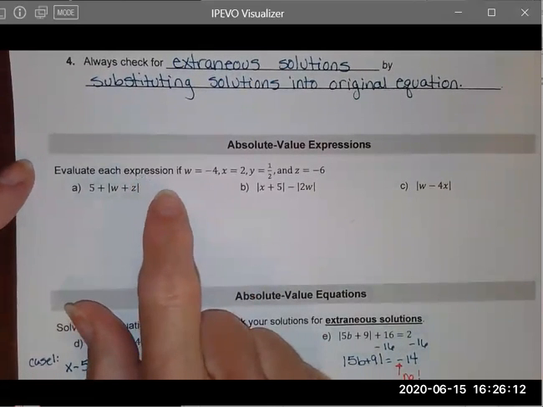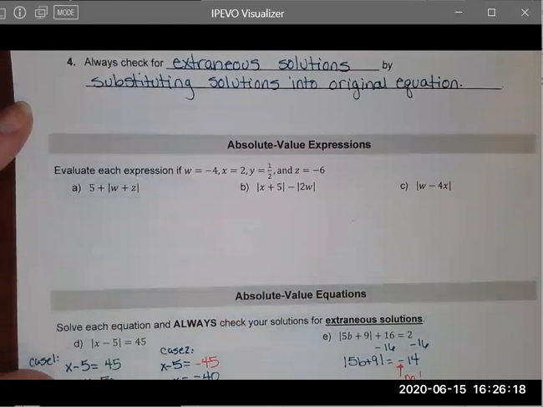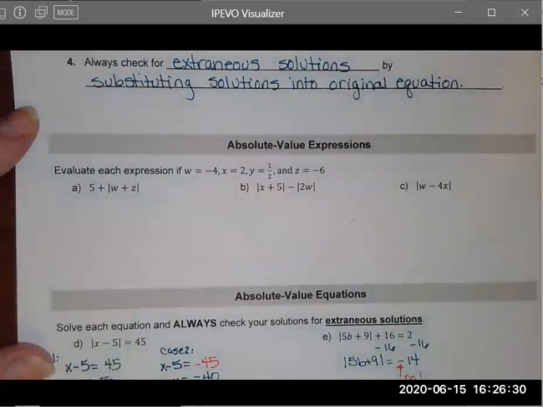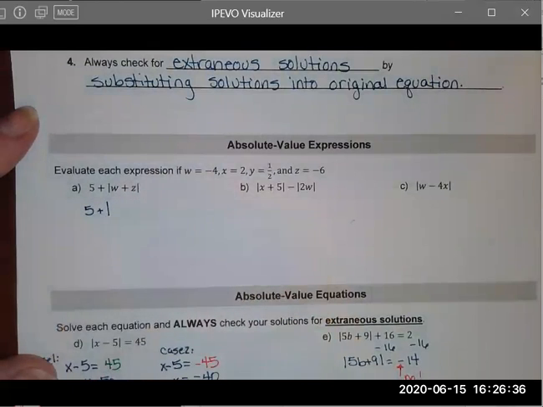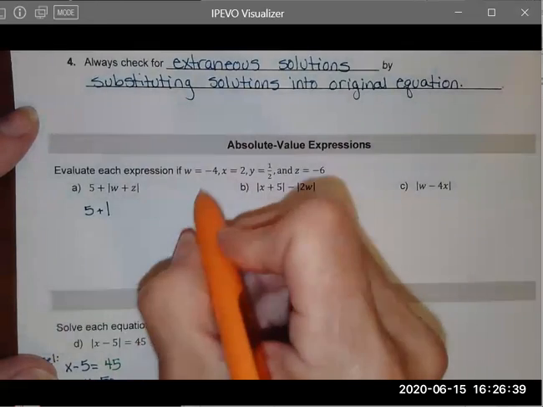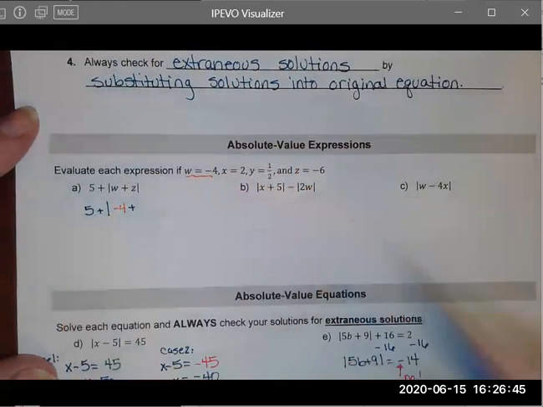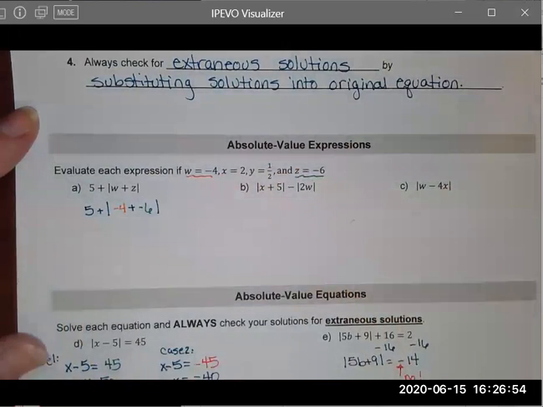I'm going to evaluate each expression, recognizing that the value of w is given as -4, x is given as 2, y is 1/2, and z should be evaluated as being a -6. We are going to substitute these values in for the variables in example A, and then we're just going to simplify this. So the 5 is just a 5. I'm going to do my substitution first. I like to use color. W is -4, so I'm going to put a -4 there. I'm going to add to that Z. Let's make Z green. Why not? And green is a -6. So this is what I am going to evaluate.